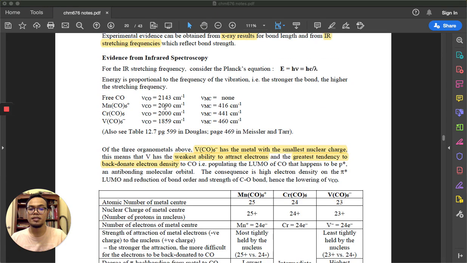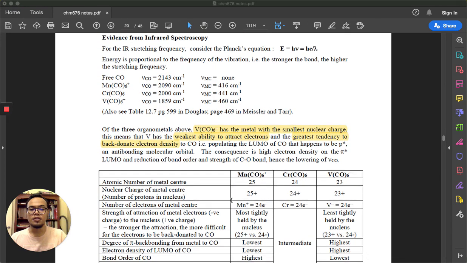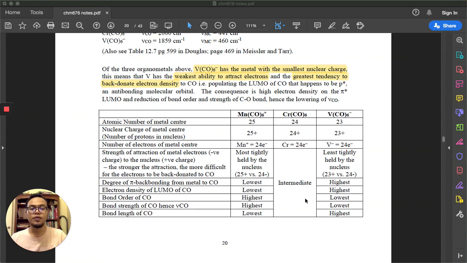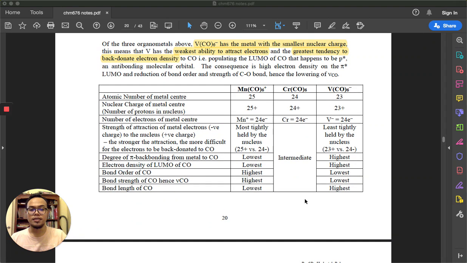Okay, so manganese 2090 and your vanadium 1859. So slightly lower than manganese because there is a higher likelihood for the back bonding to happen, hence making the bond strength weaker, and this can be translated in the IR frequencies. I hope you understand this because this is the fundamental part of the topic. So I hope you can master this. If you don't, do not hesitate to ask me in the WhatsApp group.